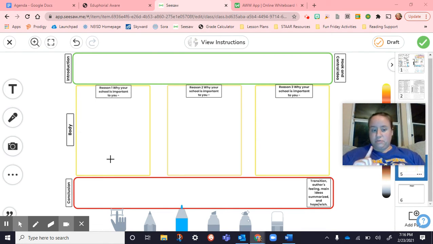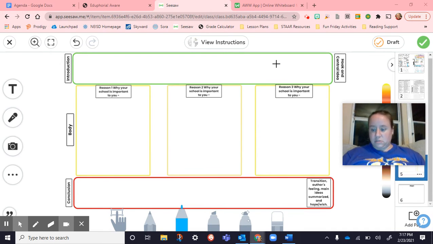Again, just as a reminder, the introduction has the hook and central idea. Your main job in the introduction is to grab hold of your readers, grab their attention, and explain, giving them that central idea. You're letting them know what this paper is going to be about. The body here, these yellow boxes, these are your reasons.